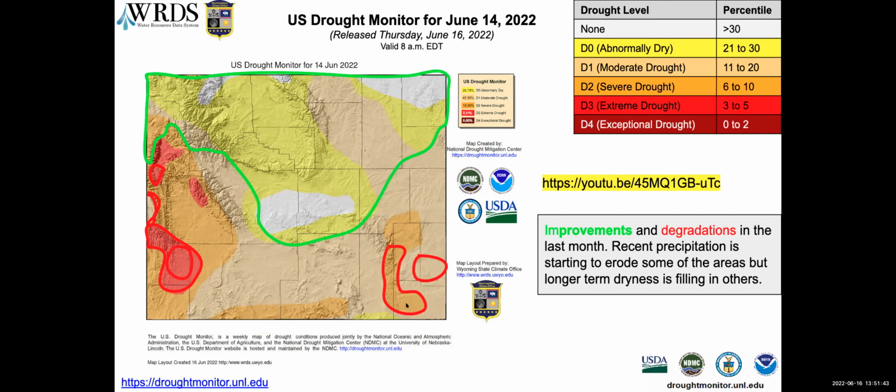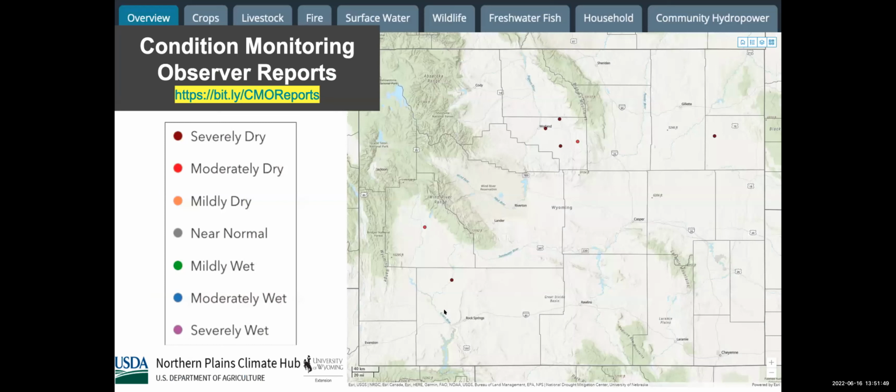So with that, I'd like to talk a little bit about what you can do to help. If you go to the next slide, I'll highlight 2 programs where you can let us know what you're experiencing. The more input we receive from around the state on the conditions and impacts, the more accurate the U.S. Drought Monitor can be. The first of those is the Condition Monitoring Observer Reports, or CMOR system. The URL is highlighted on the slide there in yellow.